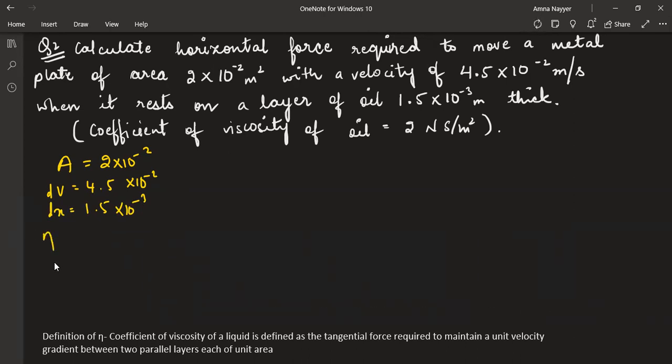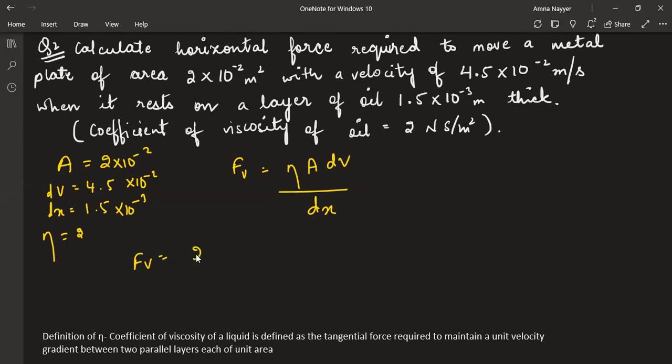Coefficient of viscosity, eta, is given as 2 newton second per meter square. Now look here. You just have to find out viscous force. So viscous force is eta A dv over dx. So put in the values.